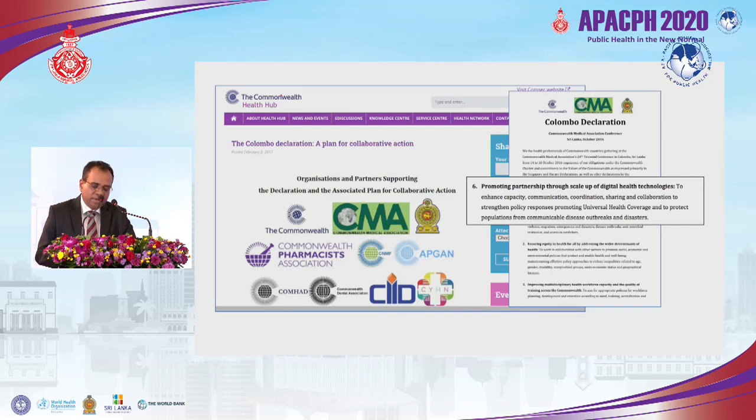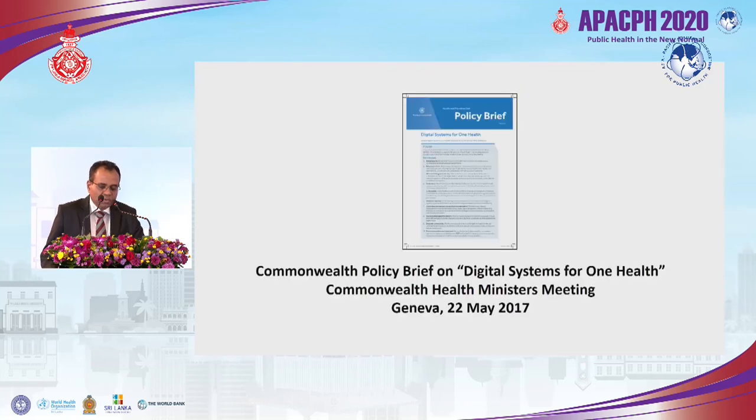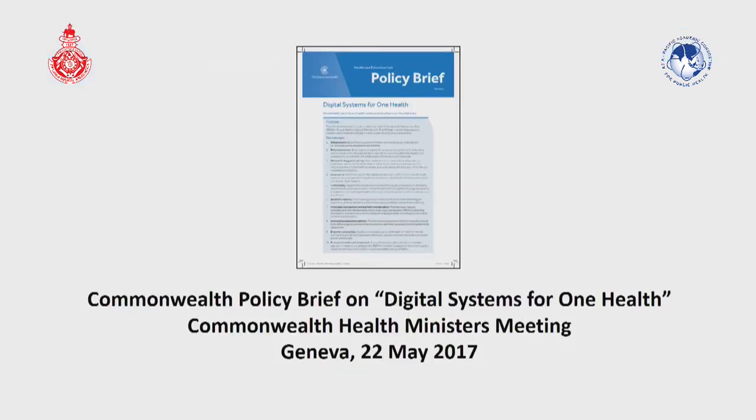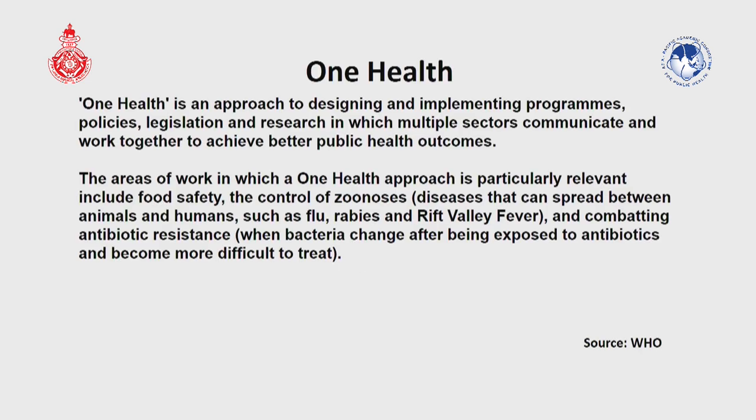The ideas that we generated at this meeting were taken the next year to the Commonwealth Health Ministers through what we call a Commonwealth Policy Brief on Digital Systems for One Health. This was adopted by the Commonwealth Health Ministers in May 2017. There we again promulgated the idea of responding to pandemics with digital technologies. The concept of One Health came into these policy briefs deliberately because we realized the need to capture all dimensions of health, and the definition of One Health is here. You will realize the importance of capturing that concept into the work that we do, especially in terms of advocacy.